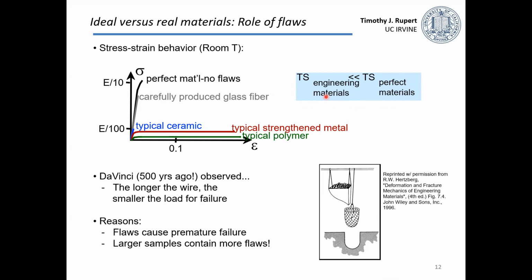Now, this was actually identified many, many years ago. Leonardo da Vinci did this experiment. He was basically doing a tensile test, but he was putting actual physical weights on the end of these wires. He found that the longer the wire, the smaller the load for failure. The reason for this is that flaws inside the material in the form of cracks and things like that can cause premature failure, and a longer sample would contain more of these flaws.